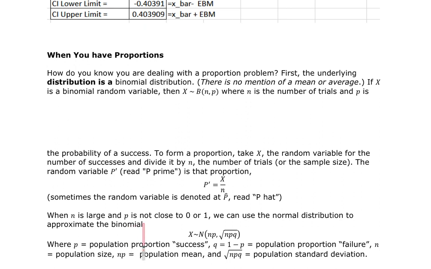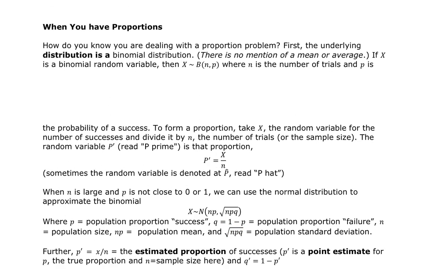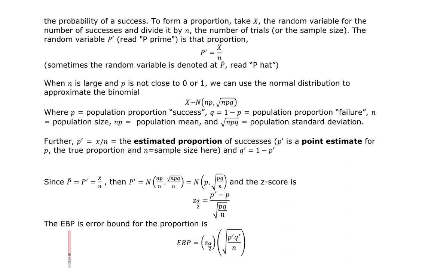When n is large and p is not close to 0 or 1, we can use the normal distribution to approximate the binomial. So this x could be modeled as a normal distribution if we have a large n. My mean would be n times p, and my standard deviation would be the square root of npq. Again, this is nothing different than what we did in chapter 7, and p is success, q is 1 minus success, or the failure. Now we have an EBP, which is the error bound for proportion.